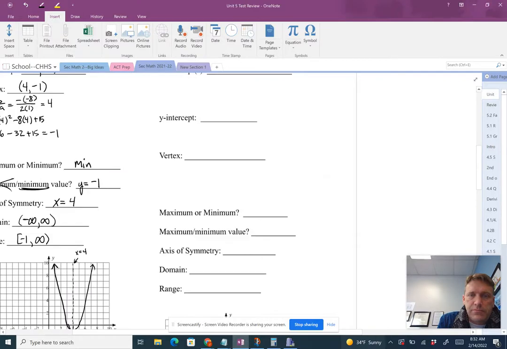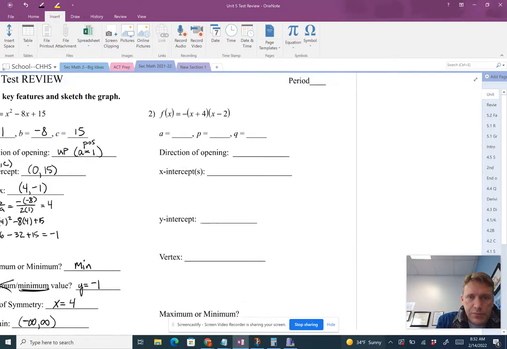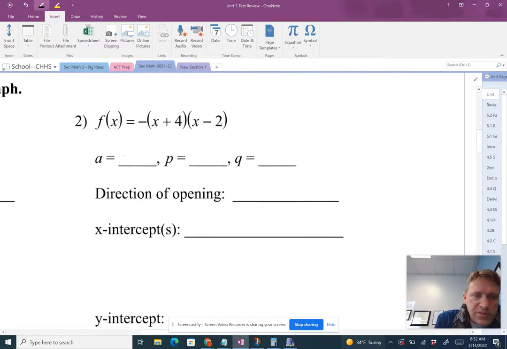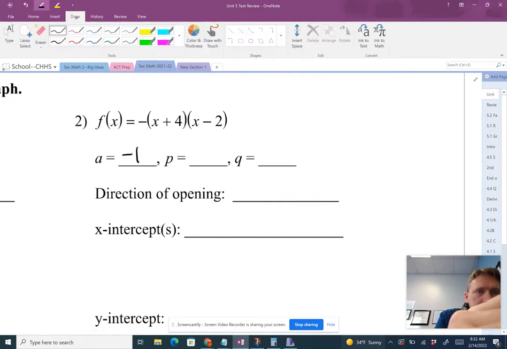Let's look at number 2. In this case, we've got a equal to negative 1. There's no number in front of this whole thing, but we can understand because of the negative that it's negative 1. And then p equals negative 4. Remember that x plus 4 can be rewritten as x minus negative 4. And then q is x minus 2, so q is 2.